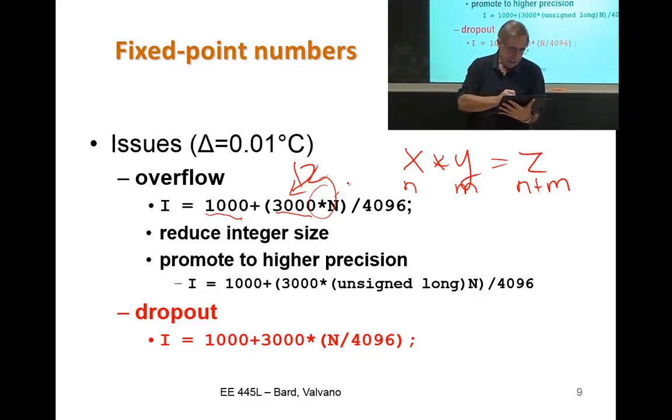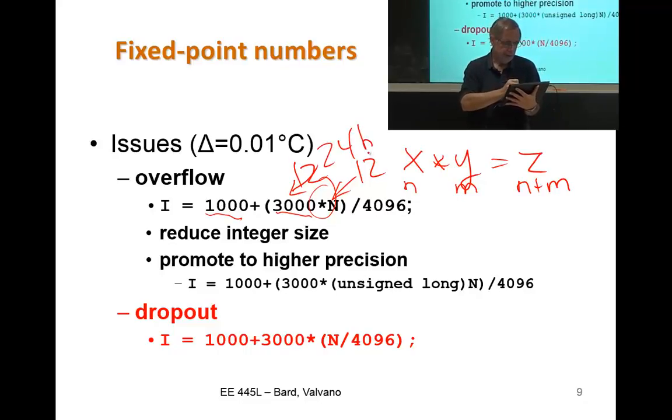How many bits is n? N came from your A to D converter, right? How many bits is n? 12. Okay. So 3,000 times n is how big? 24 bits. Did I overflow? No, it's an ARM. It's got 32 bits.